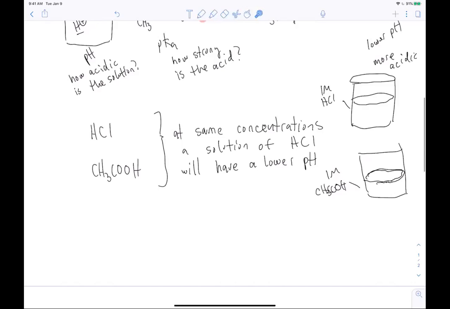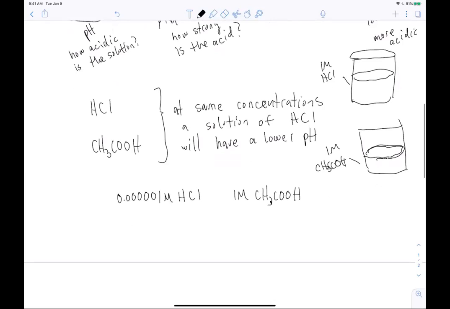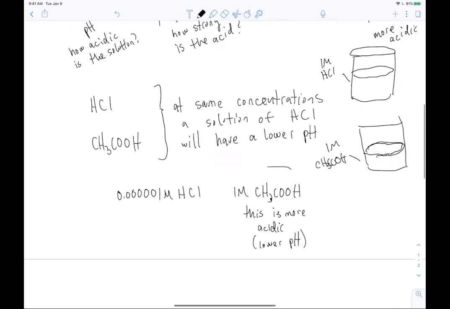So if I take this versus 1 molar acetic acid, this is now more acidic. So now I'm referring to the pH as compared to the HCl.